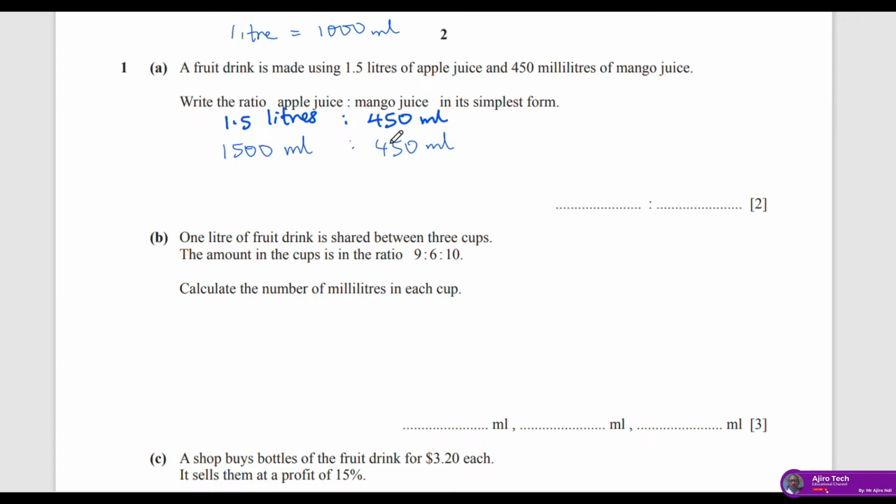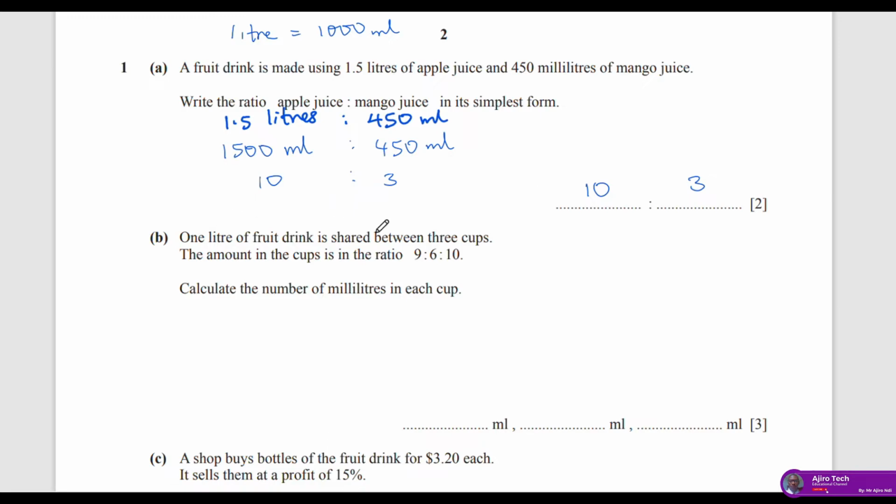Then you can cancel the units out and divide by something common. 150 can divide both of them. 150 here is 3, 150 here is 10. So this is 10 ratio 3. 1 liter of fruit juice is shared between 3 cups. The amount in the cups is in ratio that.